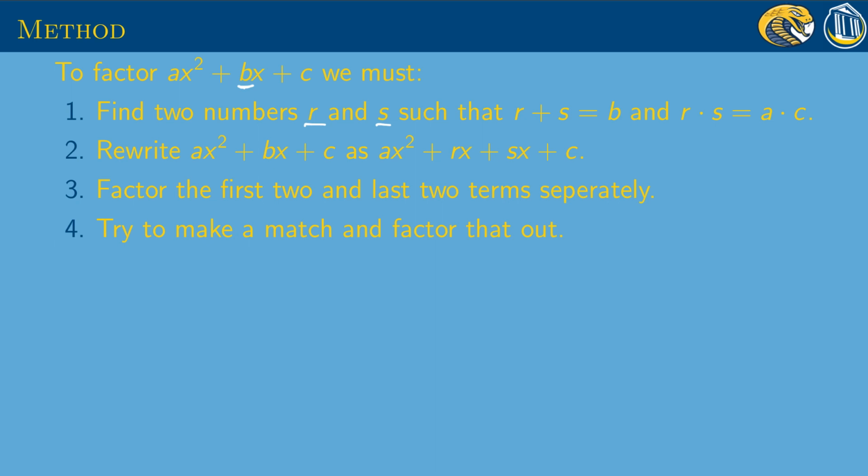What we can do with those numbers is rewrite this. Instead of ax squared plus bx plus c, we can write it as ax squared plus rx plus sx plus c, and we know that that works because r plus s is still b, so we haven't actually changed the equation. And then because r times s is a times c, we should be able to factor the first two terms and the second two terms in such a way that everything matches really nicely. Now these steps sound kind of confusing, so let's jump into a couple examples.